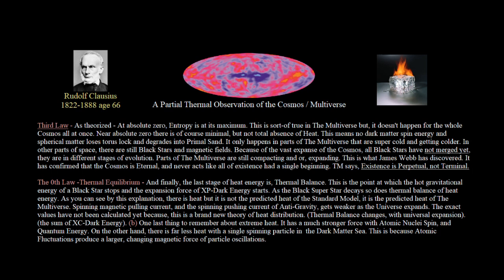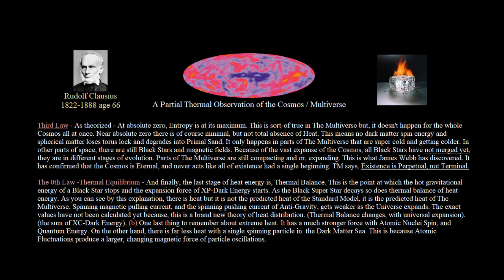Spinning magnetic pulling current, and the spinning pushing current of anti-gravity, gets weaker as the universe expands. The exact values have not been calculated yet because this is a brand new theory of heat distribution. Thermal balance changes with universal expansion. The sum of XC dark energy.